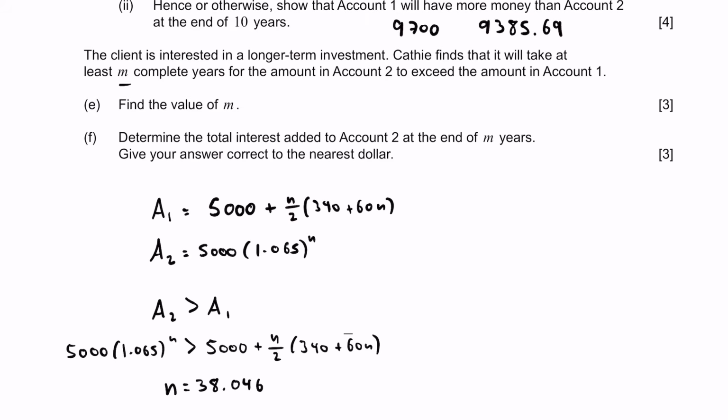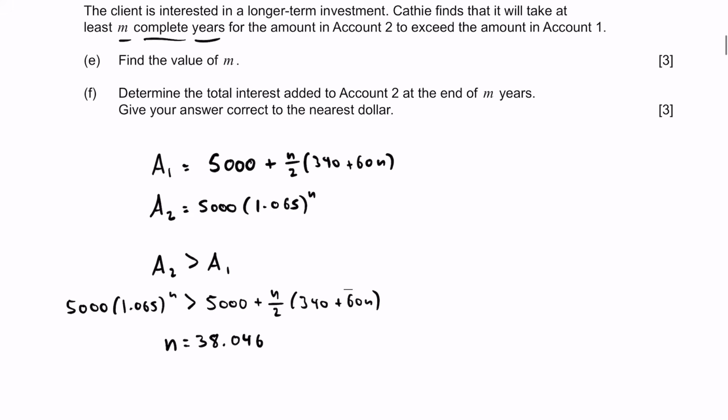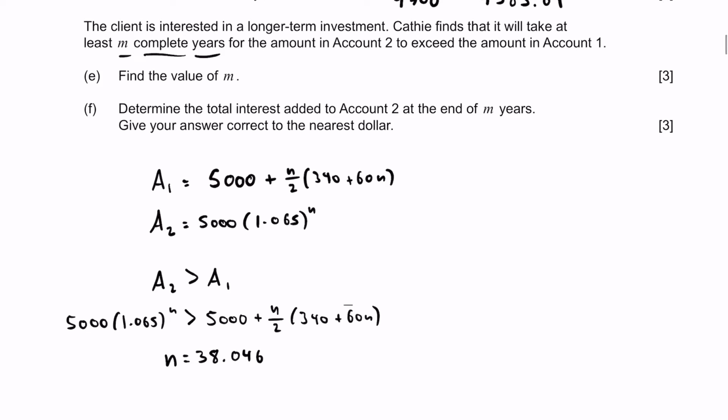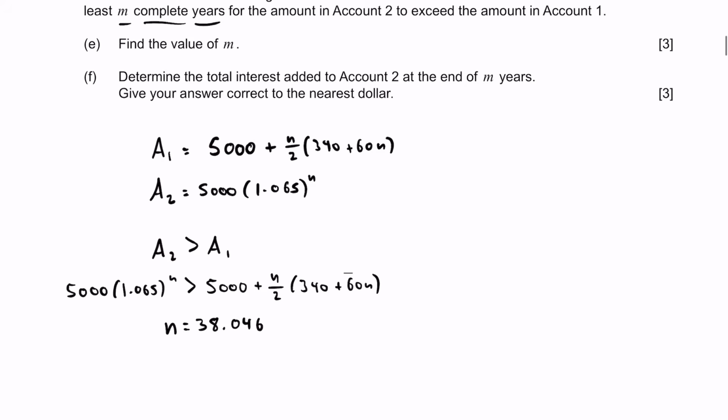So it says m is complete years. So what this means in practice, this n right here of 38.046, it means that slightly after the 38th year, they're equal. But since the interest is paid out at the end of a year, both of them actually have the interest being paid at the end of the year, it's not going to be slightly into year 38 where they're equal. It's not going to be until the 39th year. So 38.046, they're equal to each other.